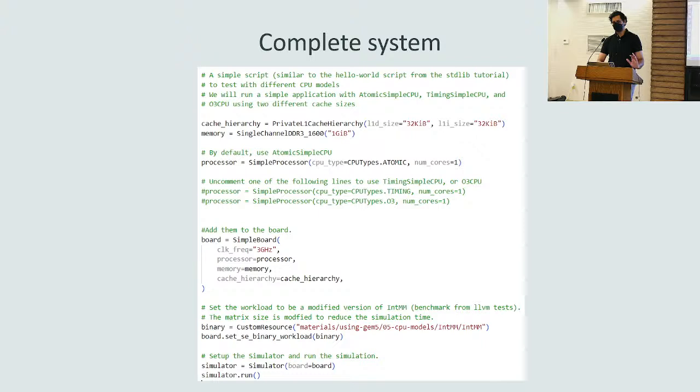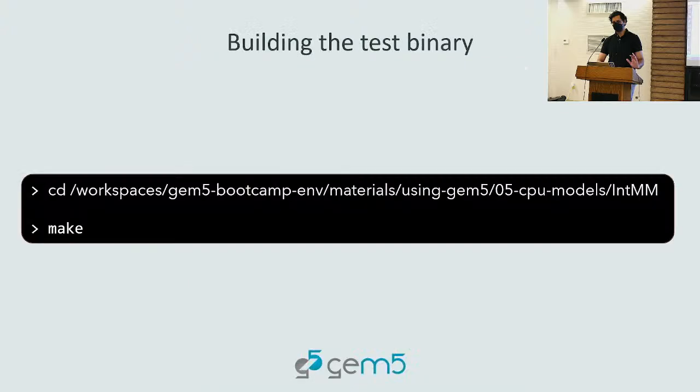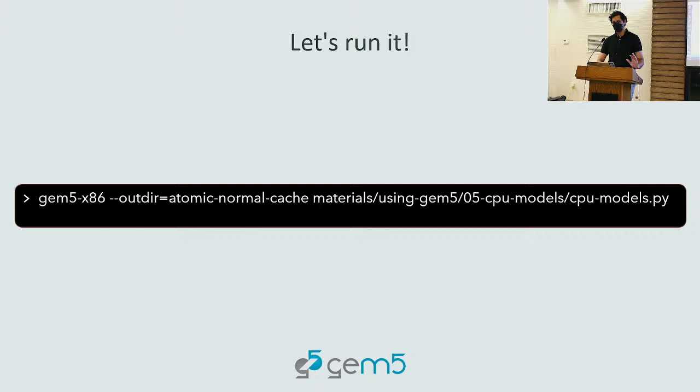Okay, so this is the complete system we had. We have just used it to run AtomicSimple. One thing that I actually did not do, but I'll ask you to do, is this: we're going to use the same script to run this benchmark with different CPU models and also with a different cache. So I want you to make sure that whatever stats are generated, you store them in some backup file or a separate directory, okay?